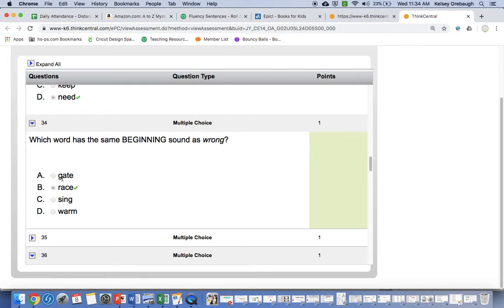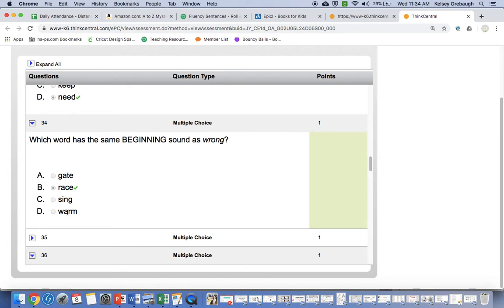First word, gate. Beginning sound, g. That is not correct. Next word, race. Beginning sound, er. Wrong, race. They both begin with the sound er. So that is the correct answer. Let's look at these last two choices just to make sure. The next word is sing. S is the beginning sound. Nope, that's not the same as wrong.